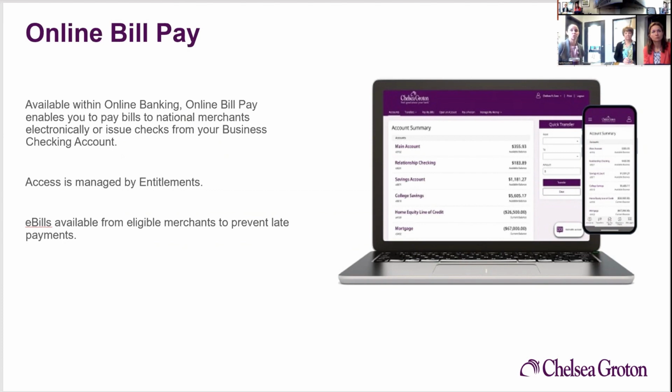Access to this is managed by user entitlement, that the administrator would give access to an authorized person in online banking to be able to make payments out of online banking. And e-bills are available. If an eligible merchant is signed up with bill pay, what will happen is you'll get an alert when your bill is due, so that way you potentially won't be late on any payments.